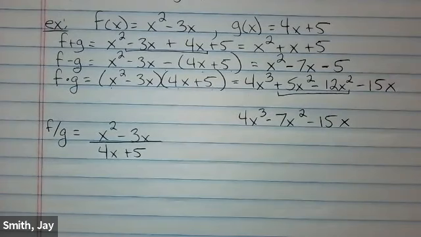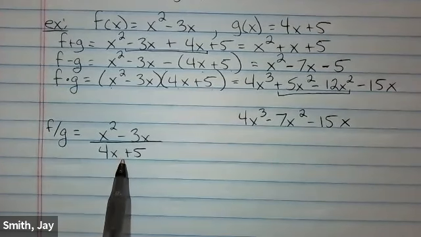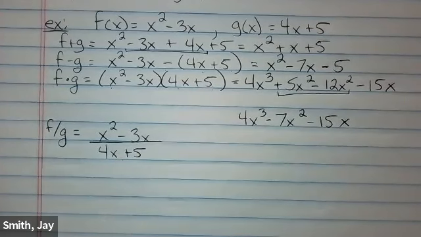In the numerator, we can factor out x from each of the two terms, but in the denominator, we don't have an x in each of those terms to factor out with it. So essentially, there is no canceling, there is no combining of like terms, there's no other operations. f divided by g of x is actually this rational function, x squared minus 3x, divided by 4x plus 5.